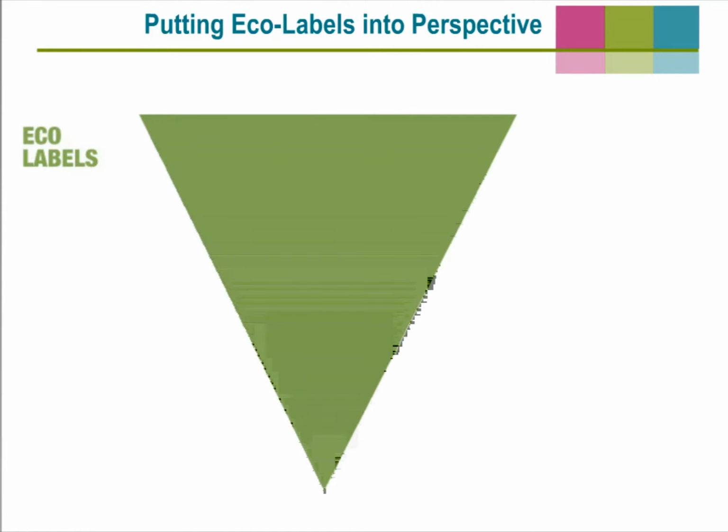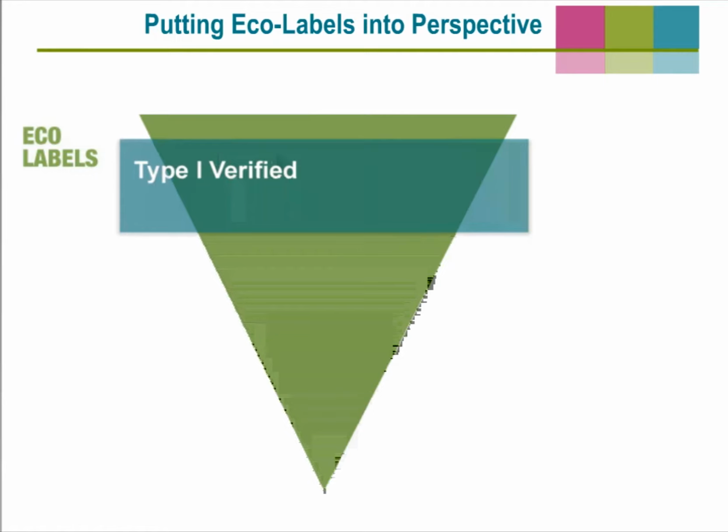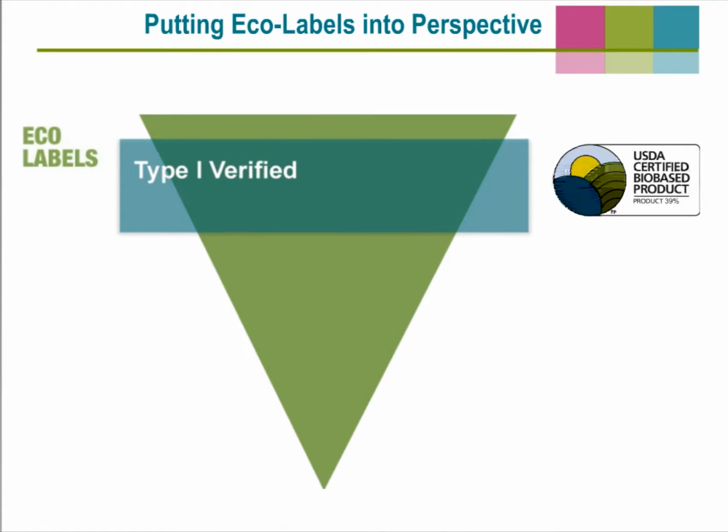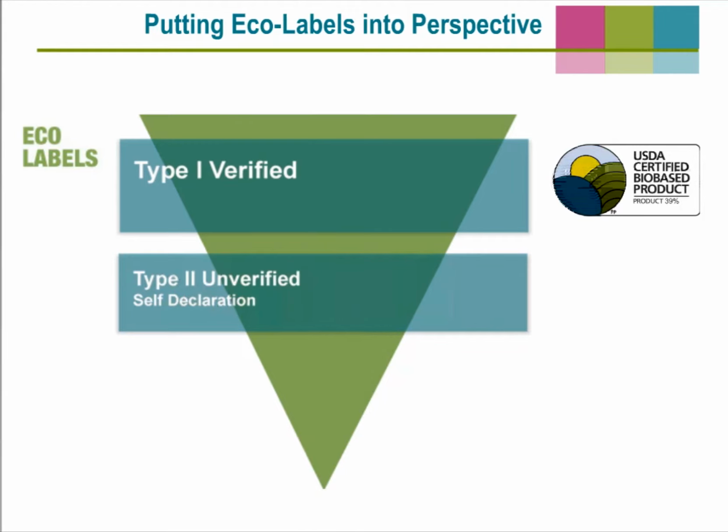Type 1 eco-labels verify compliance with a specific environmental standard or attribute. For instance, USDA bio-based certification. Type 2 eco-labels are self-declarations often used by manufacturers to claim an environmental benefit related to their product or its use. An example is General Motors' Ecologic label.